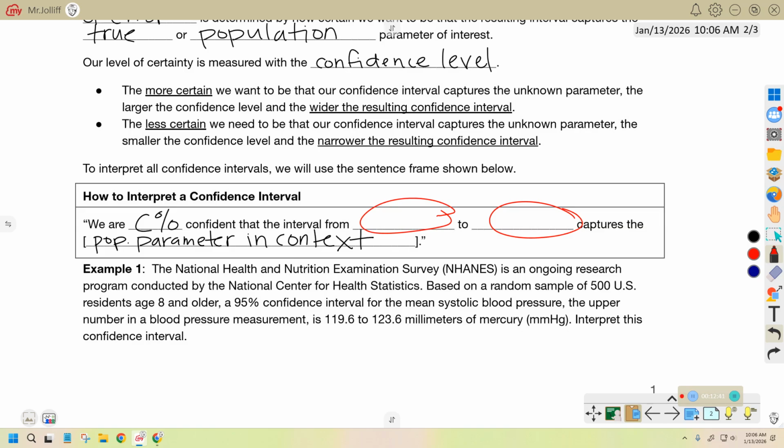And that's going to change depending on the parameter that we're estimating. But this sentence frame is going to be the same regardless. C% is my confidence level. You slap it in there from the word problem. Plug the numbers in that you get from your math. Copy the context from the problem. What is it that you're estimating in words? Good. We're going to practice just the interpretation, because that's half the points on your FRQ. Can I write that sentence?